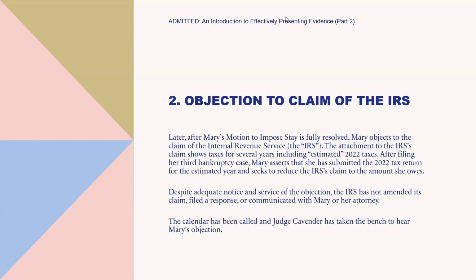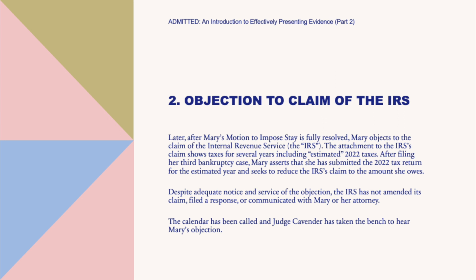And despite adequate notice and service of the objection, the IRS has not amended its claim, filed a response, or communicated with Mary or her counsel in response to the objection. The calendar's been called and Judge Cavender has taken the bench to hear Mary's objection. Mr. Johnson, you may proceed. Thank you and good morning, Your Honor. David Johnson for the debtor.